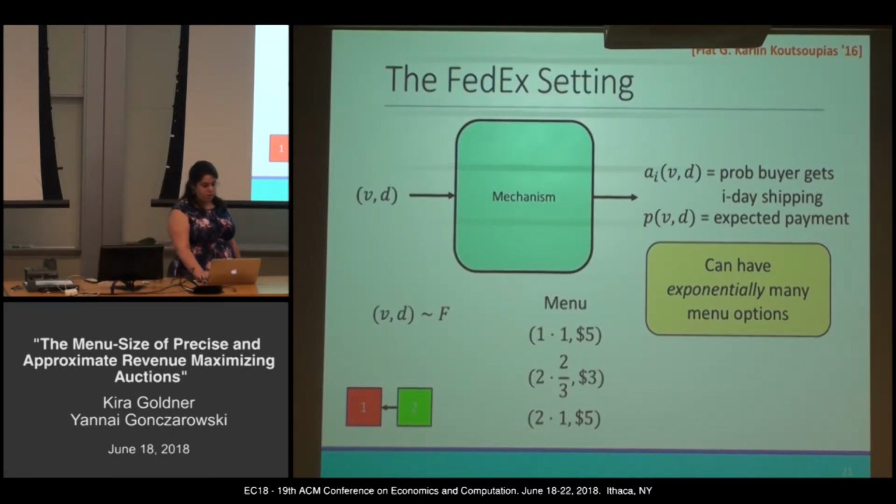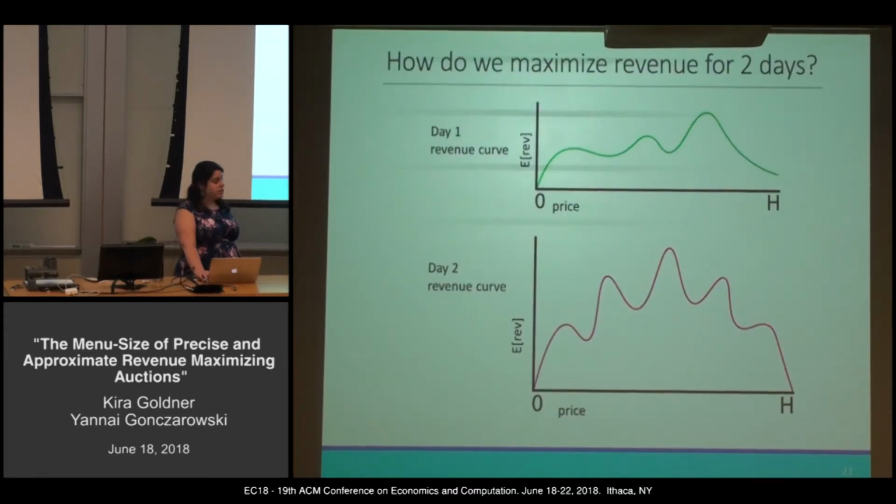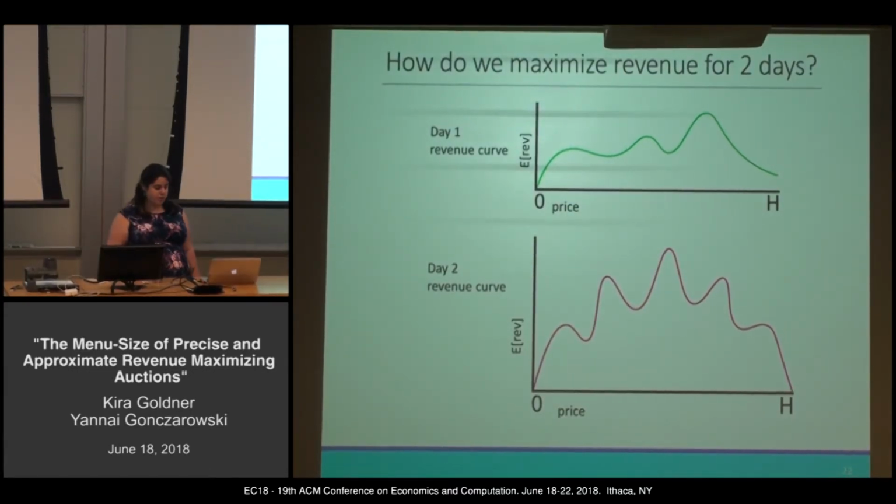Okay? So what if we just have 2 different deadlines? What if we have buyers who want their package in 1 day and buyers who want their package in 2 days? And so what I've done here is I've separated out the marginal distributions of all the buyers who want their package within 1 day and all the buyers who want their package in 2 days. And I've drawn their separate marginal revenue curves.